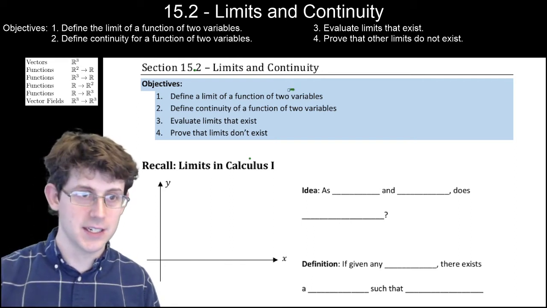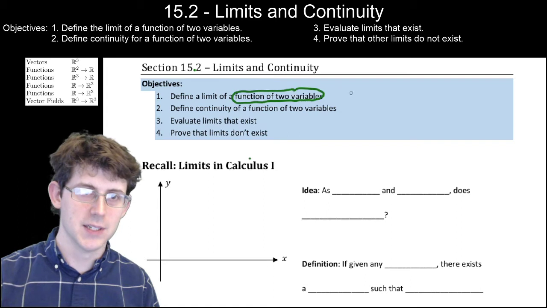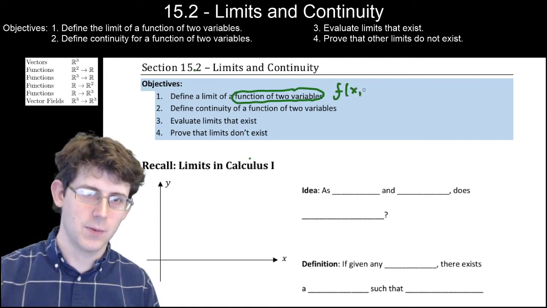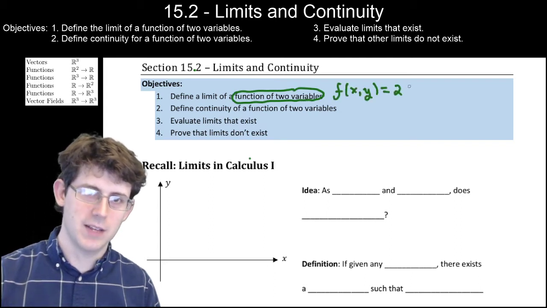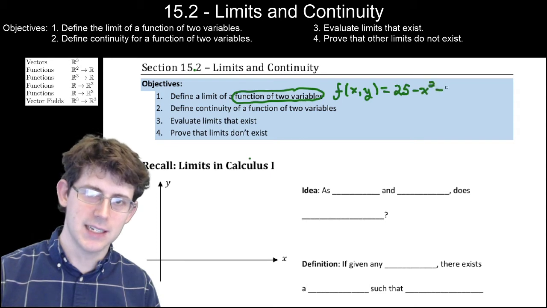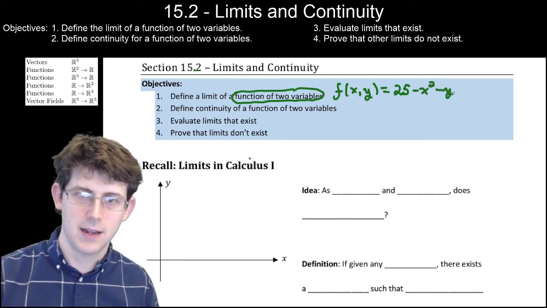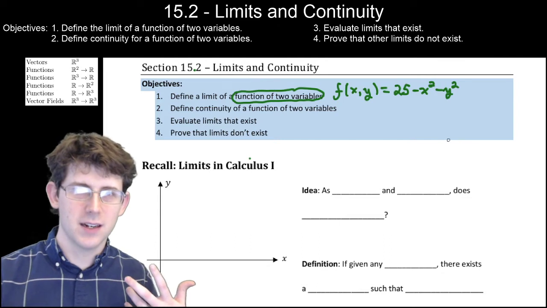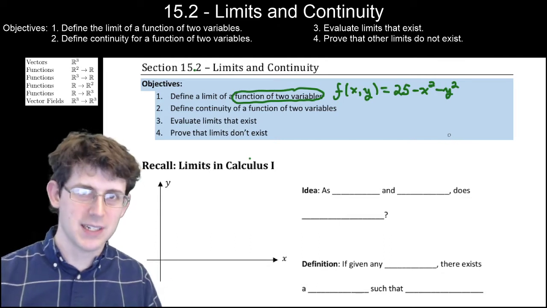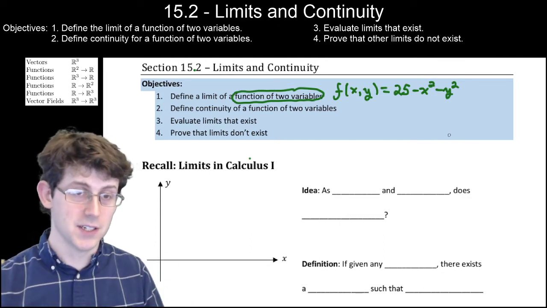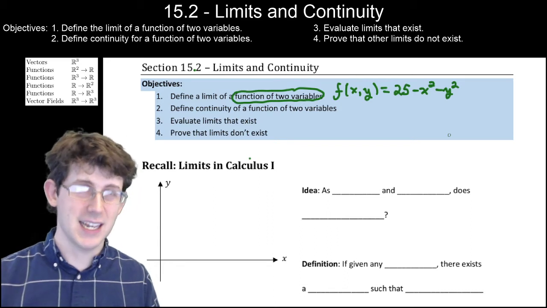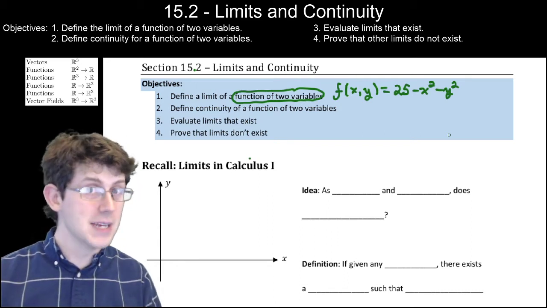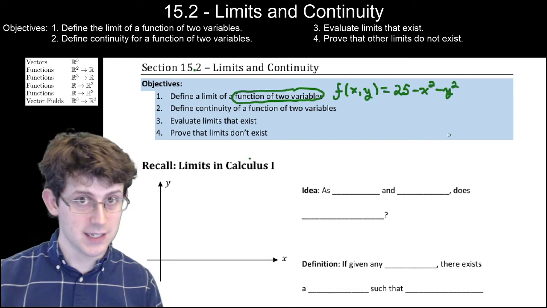Now our functions are often functions of two variables, like f of x, y equals 25 minus x squared minus y squared. We learned how to draw contour lines and contour maps and level curves for these kinds of functions earlier. Now we want to figure out, can we say when these kinds of functions have a limit or when these kinds of functions are continuous?